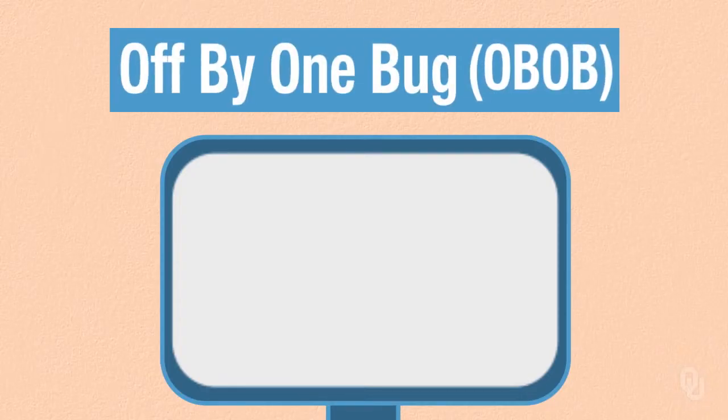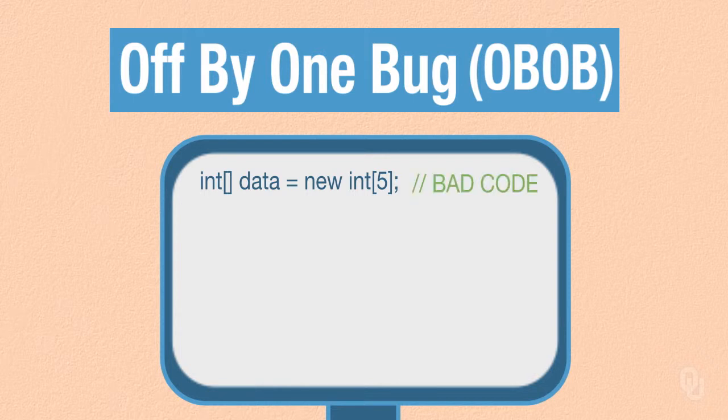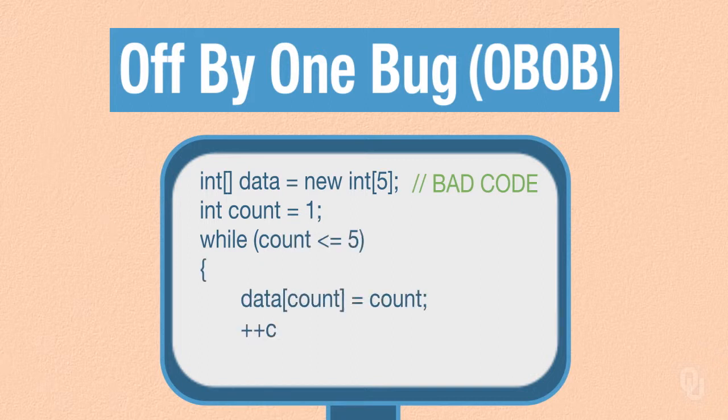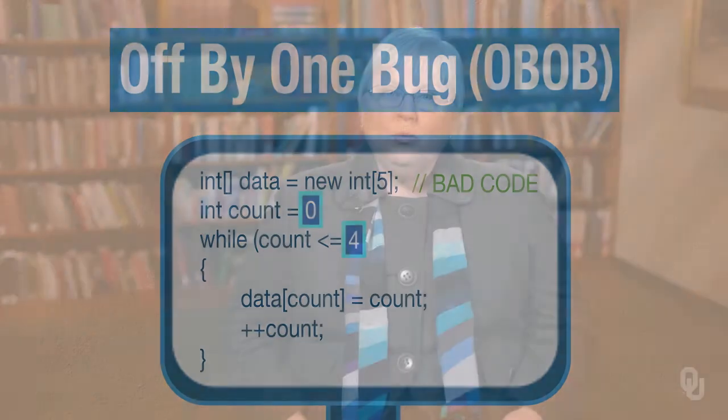Zero and unit indexing are the source of lots of software bugs. In fact, there's a special kind of bug that's caused by indexing confusion. It's called an off by one bug, or an OBOB. The loop below has an OBOB. Notice that I'm giving you bad code here. int[] data equals new int[5]; int count equals 1; while count less than or equal to 5, data[count] equals count++. The problem is that we're setting data[1] to data[5] instead of data[0] to data[4]. One rule that can help you remember this is that we usually start our index at 0 and go to less than, not less than or equal, the length of the array.